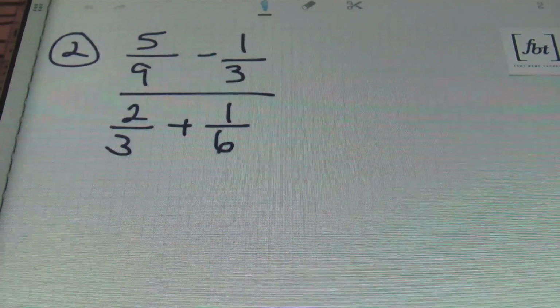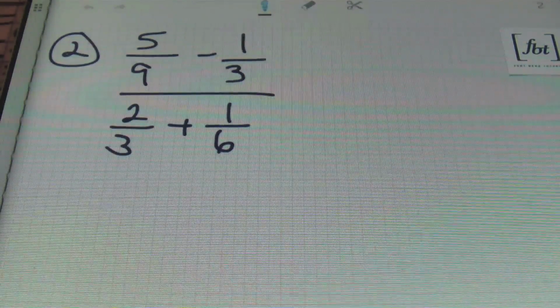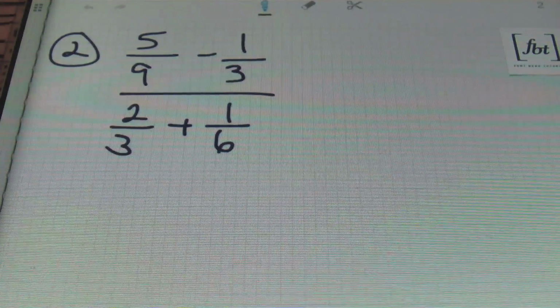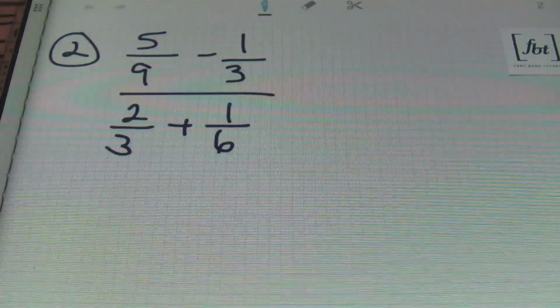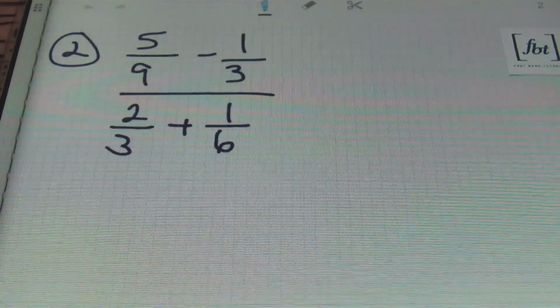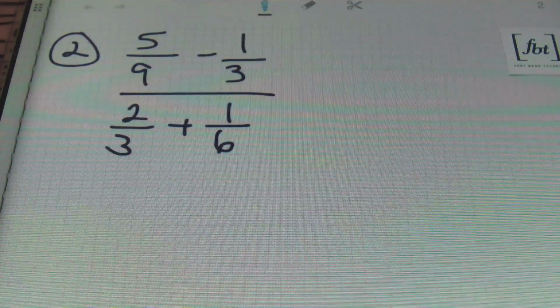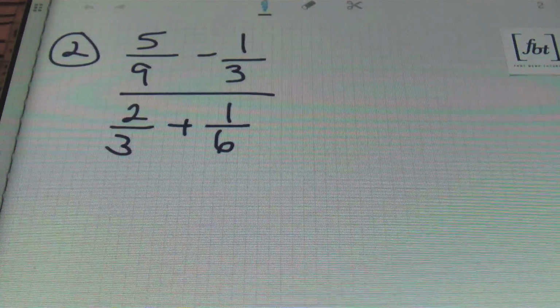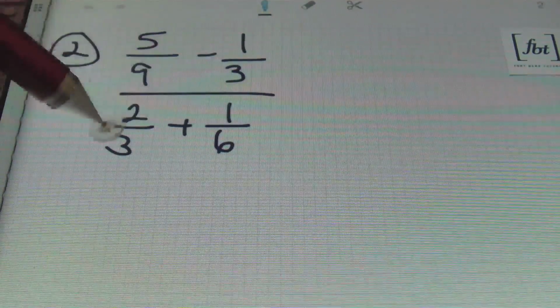In problem number 2, notice that we have 2 fractions in the numerator subtracting divided by 2 fractions in the denominator adding. So I'm going to show you a different technique in order to solve this problem. Anytime you have multiple terms in the numerator and multiple terms in the denominator, we can simplify the problem by multiplying by the common denominator of all of the fractions.